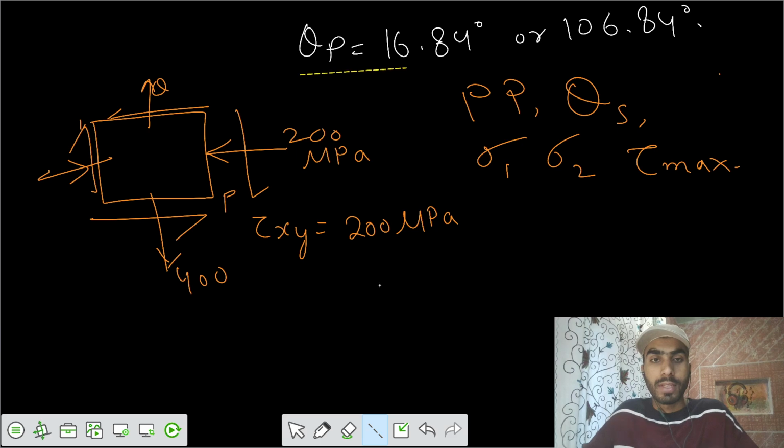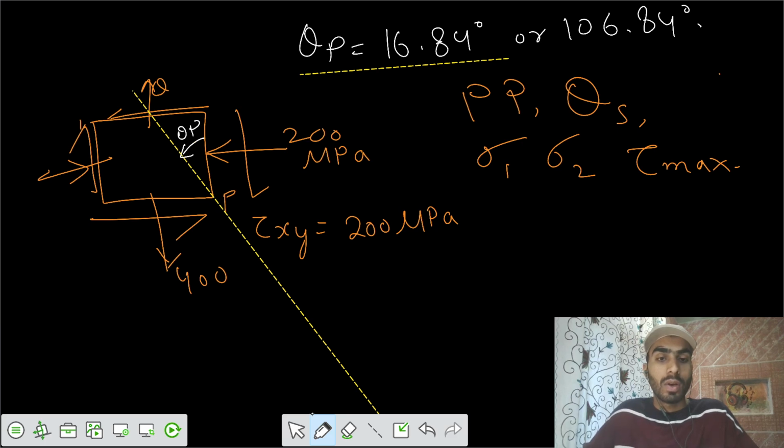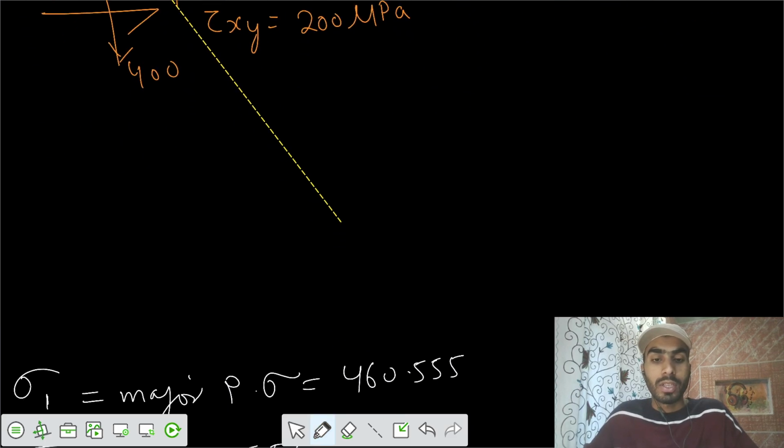So at theta p equals 16.84, let's make an angle of 16.84 with respect to the vertical plane. So this is our theta p. On that particular plane, your sigma x dash is acting. That we calculated equals minus 260.55. That's also equal to sigma 2.